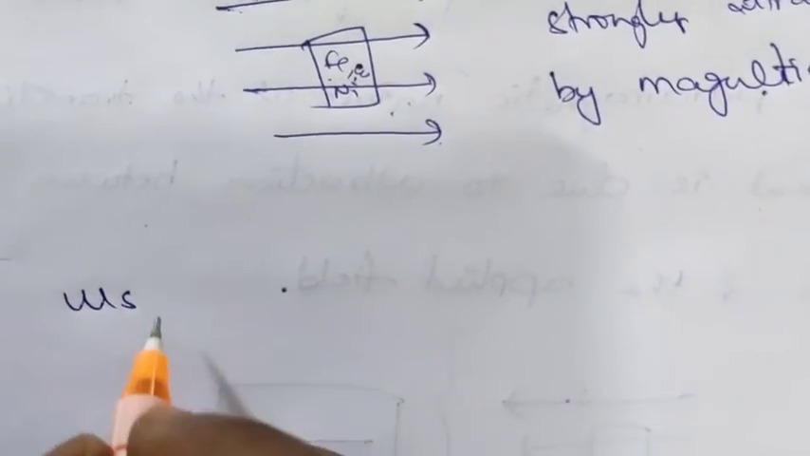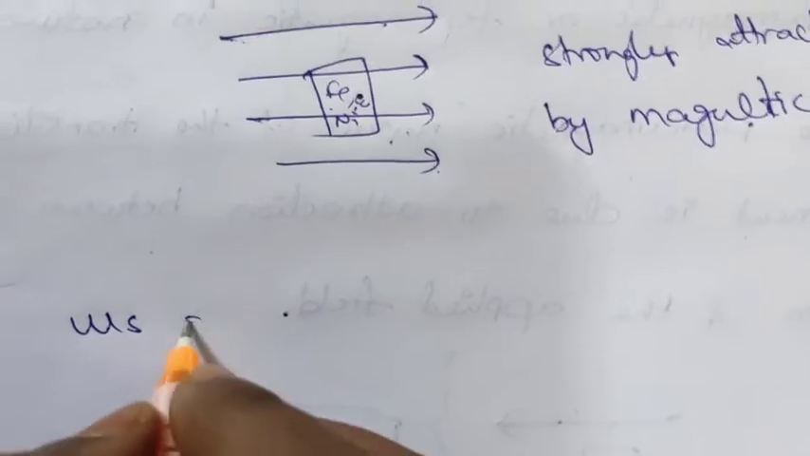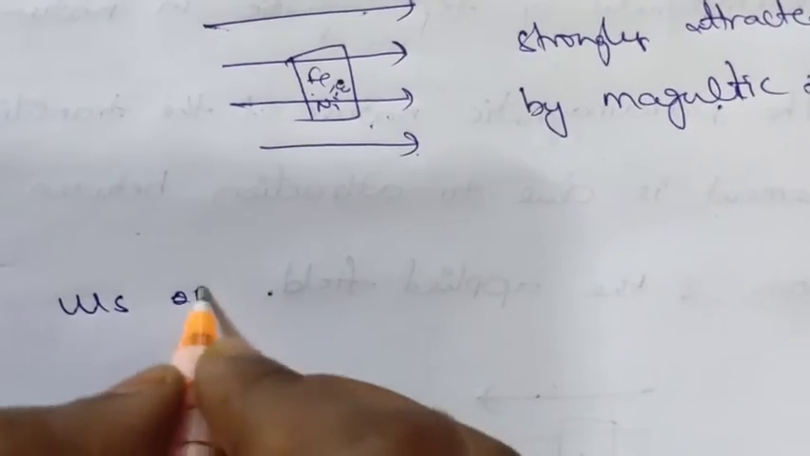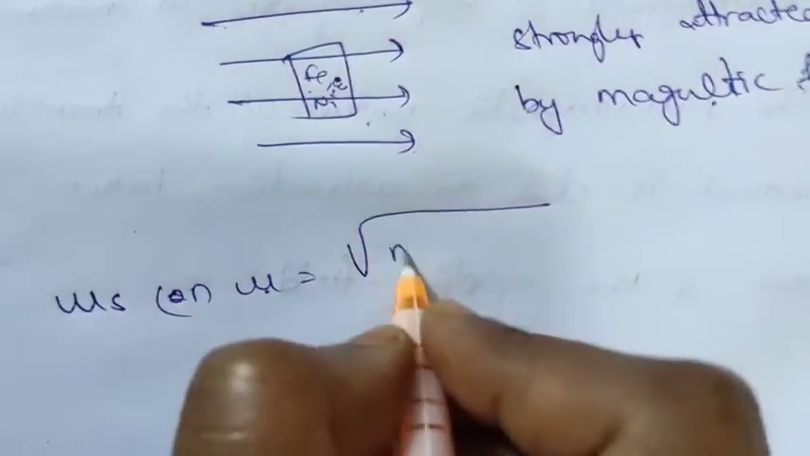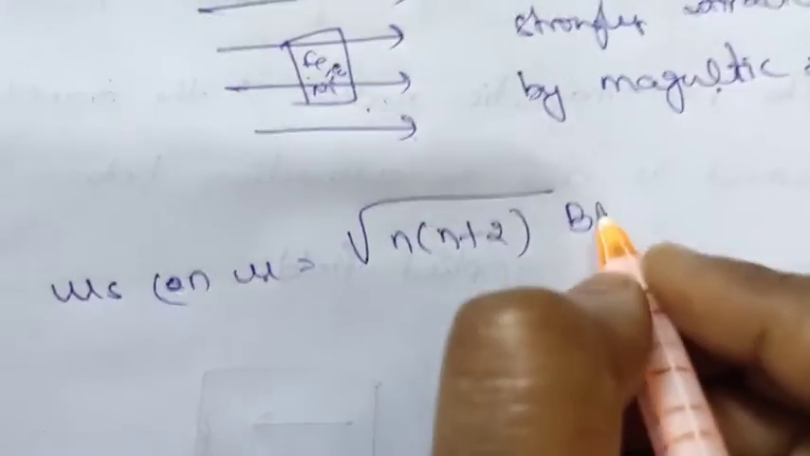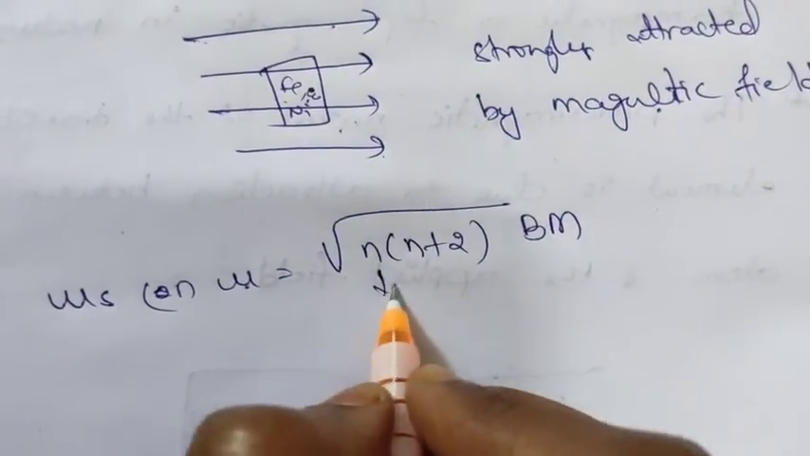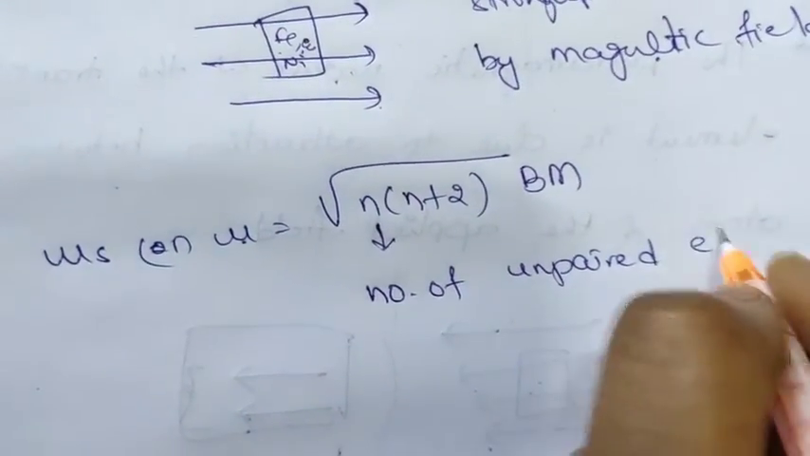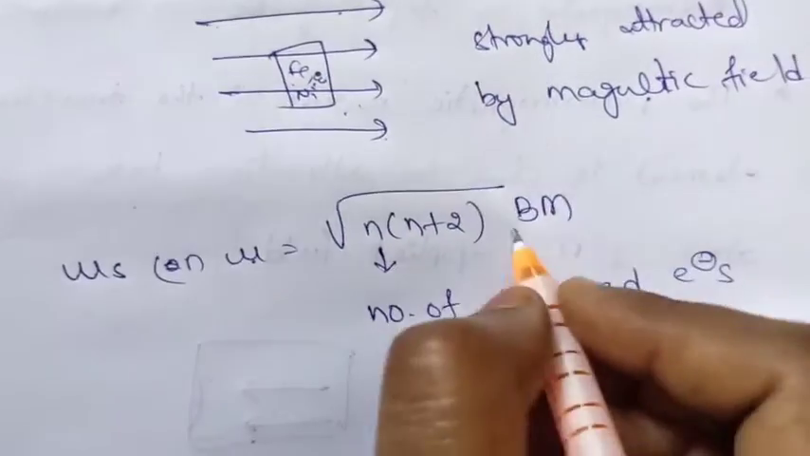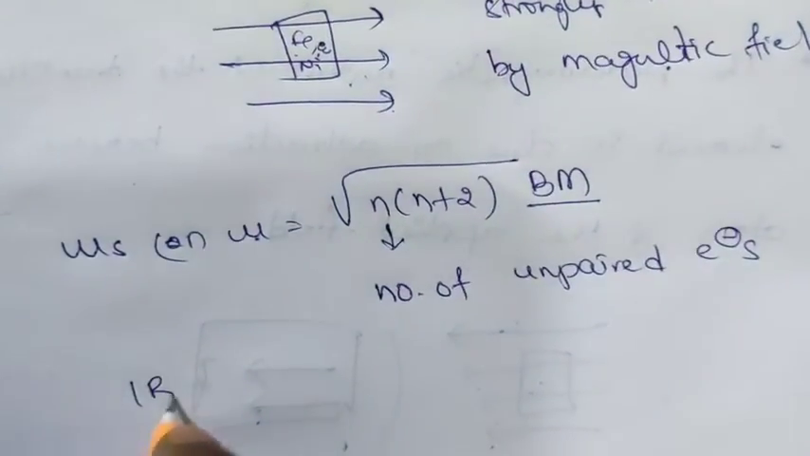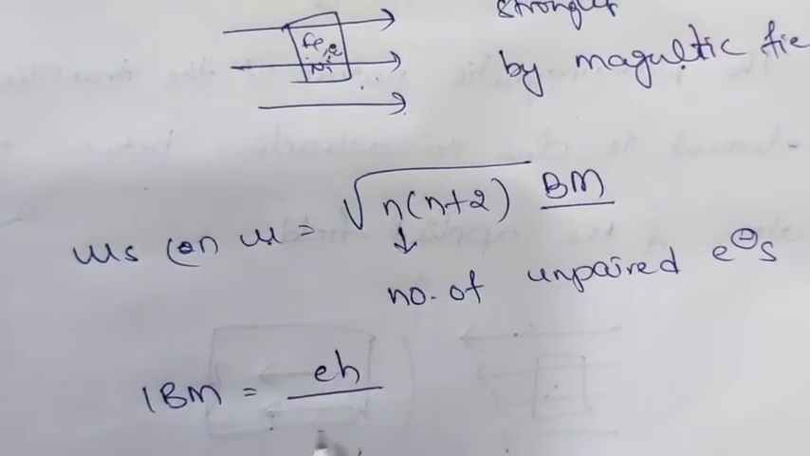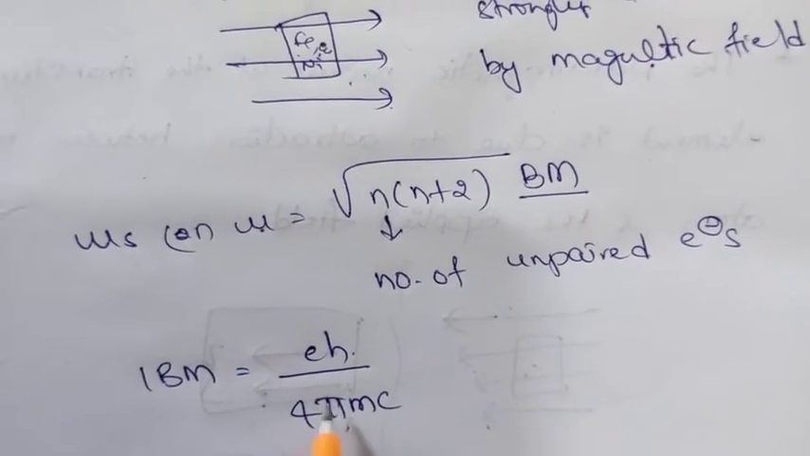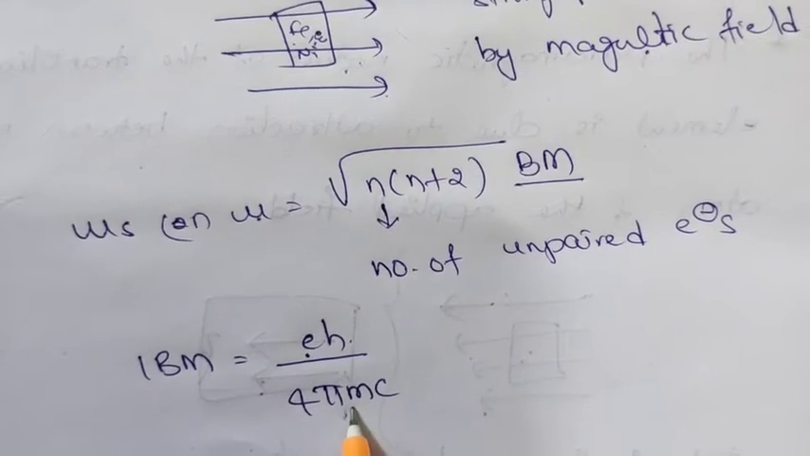The paramagnetic property is given by an equation, the magnetic moment of these transition metals, mu s, or mu equals the square root of n(n+2) Bohr magnetons. Here n is the number of unpaired electrons, and BM is the Bohr magneton. Here 1 Bohr magneton equals eh by 4 pi mc. h is Planck's constant, e is the electric charge, m is the mass of the electron, and c is the velocity of light.